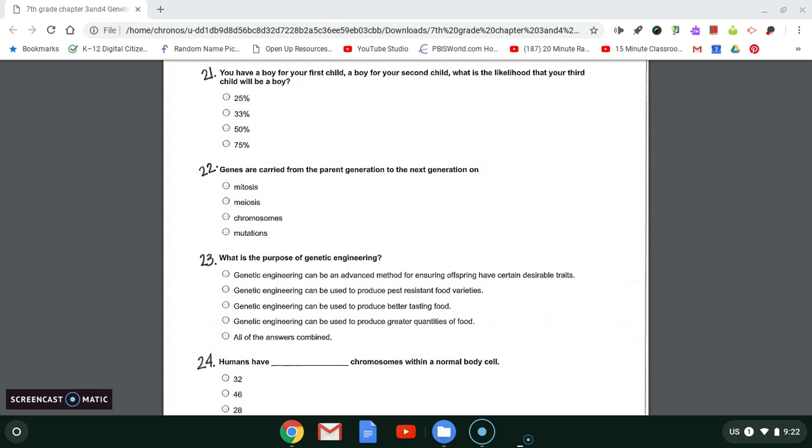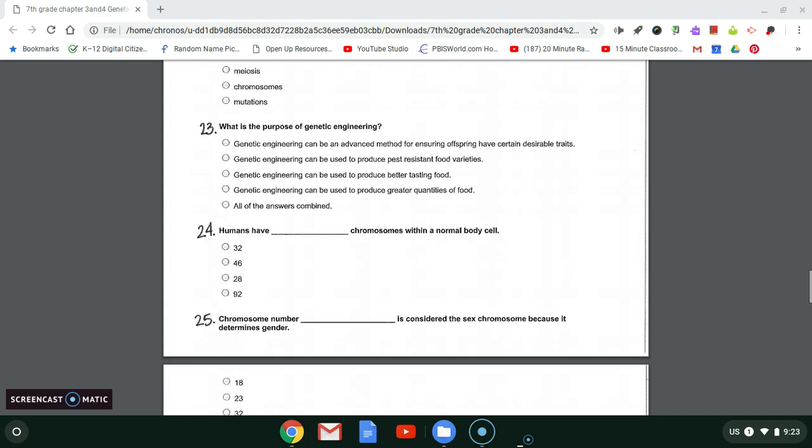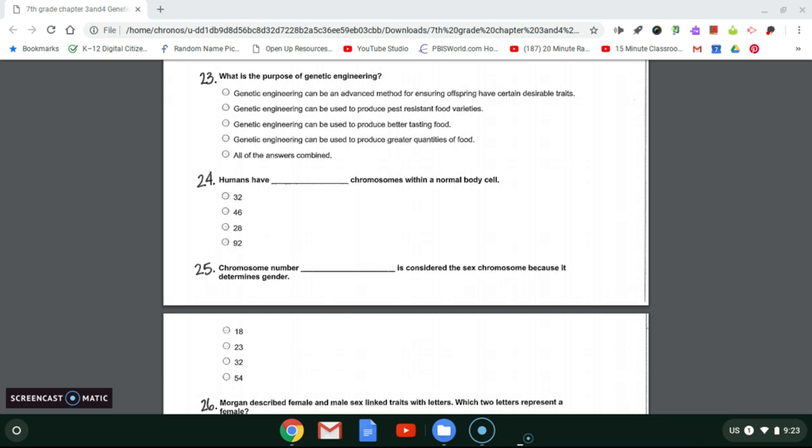Number 22. Genes are carried from the parent generation to the next generation on mitosis, meiosis, chromosomes, or mutations. Number 23. What is the purpose of genetic engineering? Genetic engineering can be an advanced method for ensuring offspring have certain desirable traits. Genetic engineering can be used to produce pest-resistant food varieties. Genetic engineering can be used to produce better-tasting food. Genetic engineering can be used to produce greater quantities of food, or all of the answers combined.